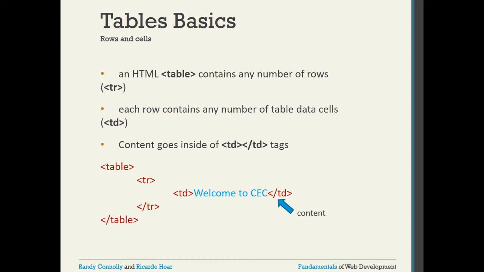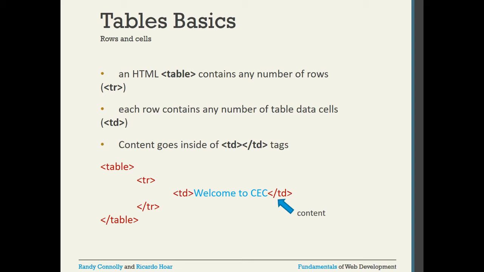But whenever you are writing the table element, there are some basic things you should know. First of all, an HTML table contains any number of rows, n number of rows you can write, and each row contains any number of table data cells. Content always goes inside the TD tags. So the structure is: first table, then TR, that is called the table row, and inside the table row you can put the table data, TD. So inside the TD only we have to put the information.